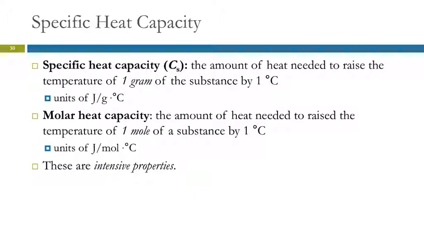Heat is extensive in that the heat capacity depends on the amount of stuff, but in these definitions, we're specifying the amount. It's like the density. Density is mass divided by volume. And so if you increase the volume, you increase the mass by the same amount. Here, if you increase the amount of stuff, you're going to increase the amount of heat by the same amount. And so that specific heat capacity is always the same.